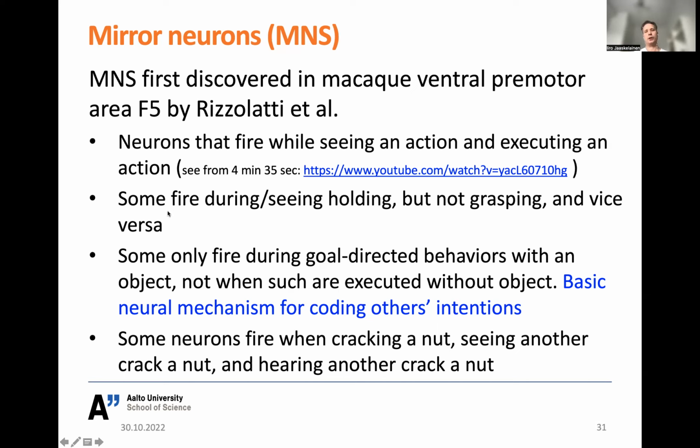And then in further studies, they've noticed that some mirror neurons fire during seeing a holding of an object but not grasping, and vice versa. Some only fire during goal-directed behaviors with an object but not when such are executed without an object. So these could be basic neural mechanisms for coding of others' intentions, for example. And some neurons fire when cracking a nut, seeing another crack a nut, and hearing another crack a nut. So I mean, these mirror neurons sort of link this motor executive system to social cognition.